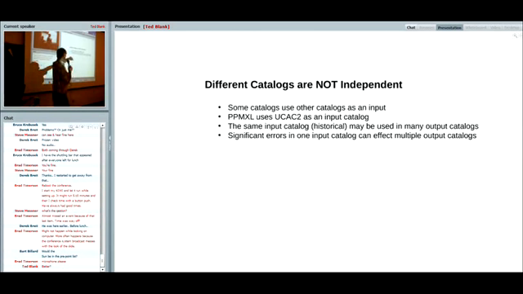The same input catalog can be used in several places. Significant errors in one input catalog can affect multiple output catalogs. If you have one old position from the Yale catalog back in the 40s that everybody used, and it has some big unexpected error, that can offset the proper motion estimates for that star in every subsequent catalog. It doesn't just affect one catalog. So although each catalog has some differences, they also have a lot of similarities and a lot of dependencies on the same data. While they're different, they're also kind of the same.